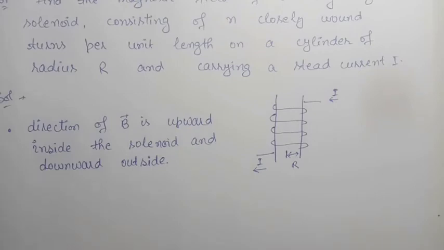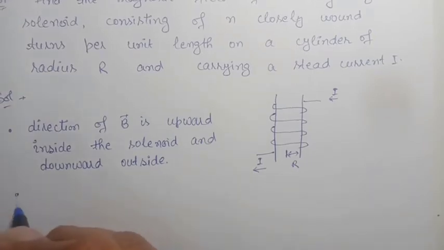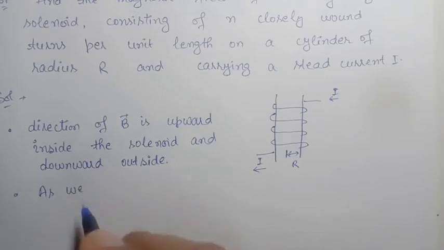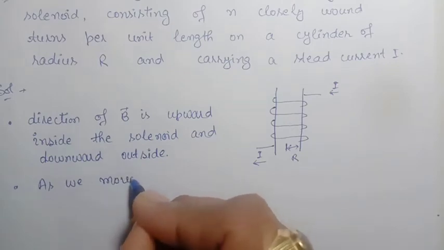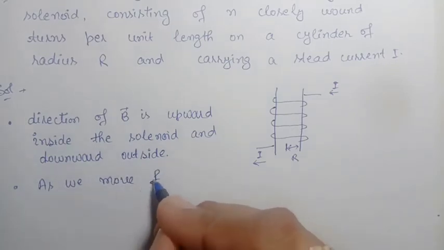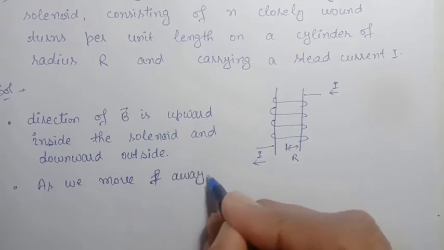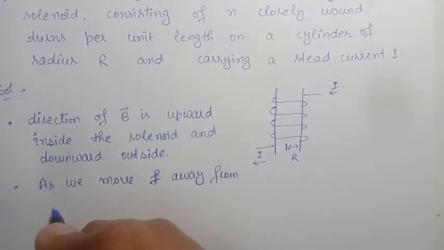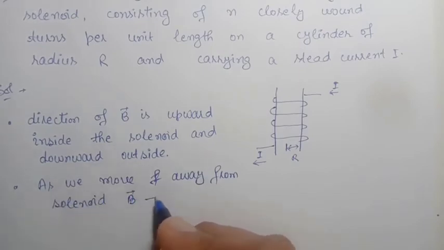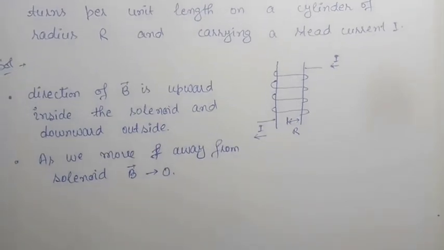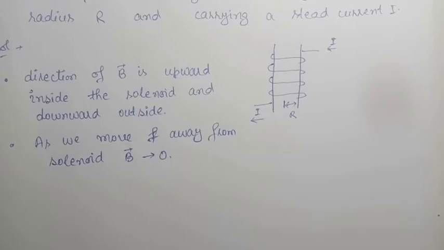And the next point here is, as we move away from the solenoid, B approaches 0. The magnetic field approaches 0. Okay, so this is related to the direction of the magnetic field in the case of a long solenoid.